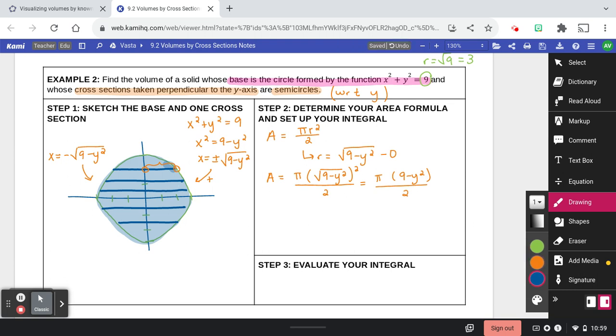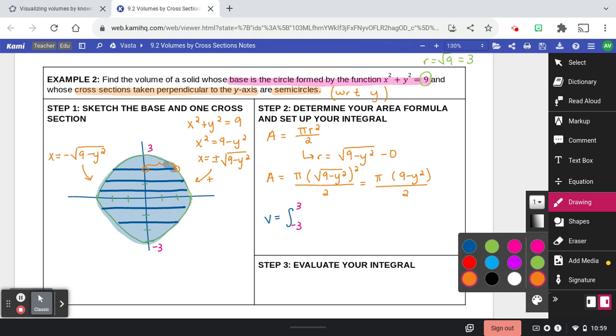So my volume here would be the integral from my lowest y value. Now in this picture, the lowest y value is -3 to my highest y value, which is +3. And inside there, I'm going to put my area formula. Now I'm going to write my area formula a little bit differently, and I'll show you why in a second. I'm going to take the pi over 2 and just put it at the beginning. And I'm going to have 9 minus y squared dy.